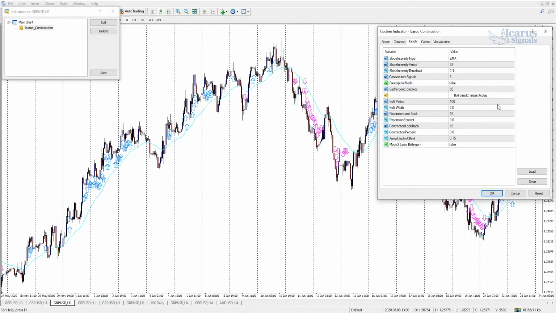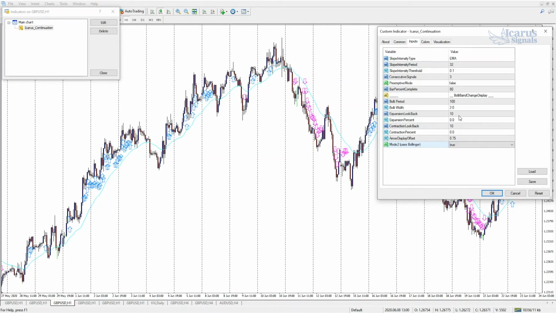So let's put this on now. We've got these signals being shown without the Bollinger Band, the Icarus Signals Boliband Change Display Filter working. We're now going to set that to true. Basically going to draw a 100-period Boliband with expansion and contraction set to 0.